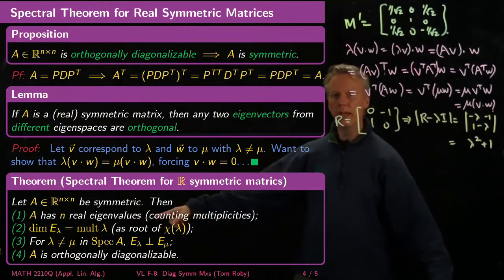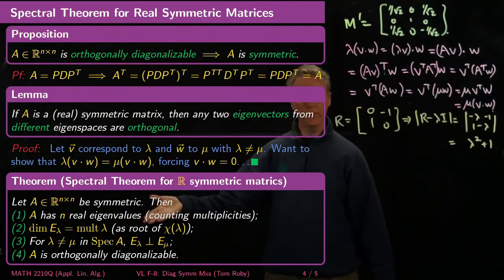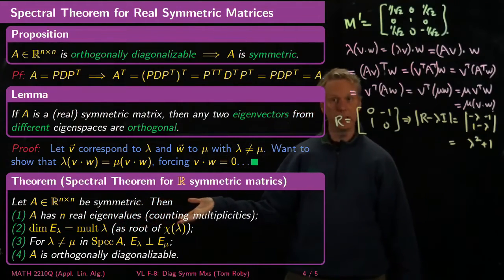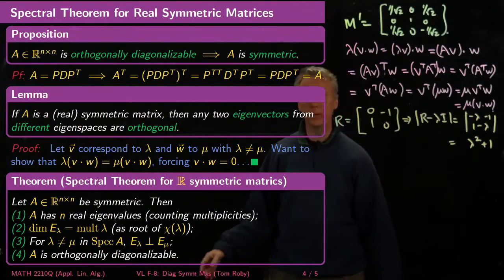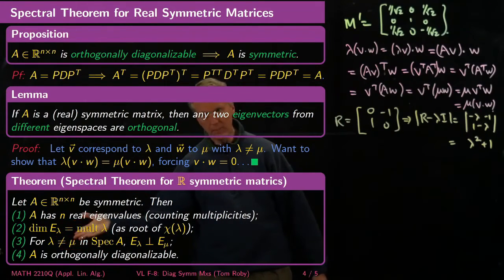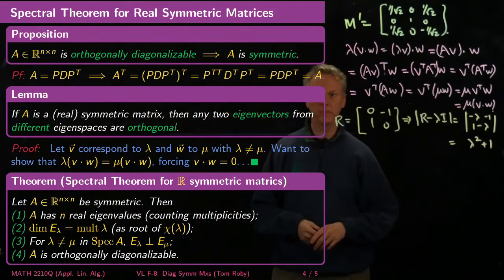Okay, so now you have all real eigenvalues, and the dimension of all the eigenspaces is as big as it can be, as big as you want it to be in order to be diagonalizable. So you look at the dimension of the eigenspace corresponding to lambda, and you end up getting that it's the multiplicity of lambda as a root of the characteristic polynomial.